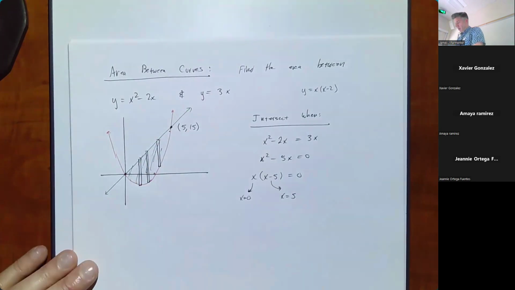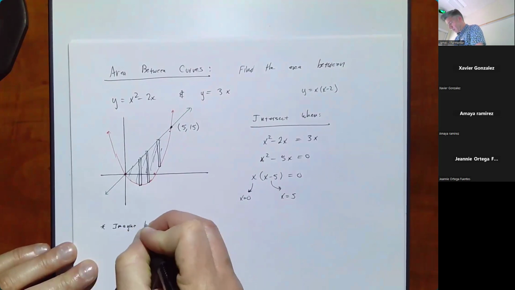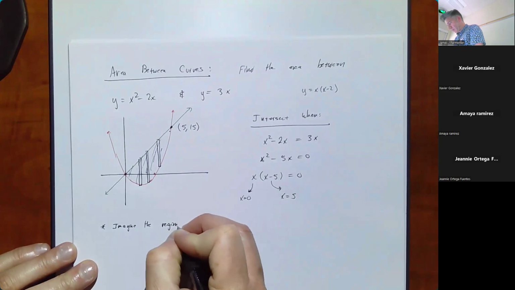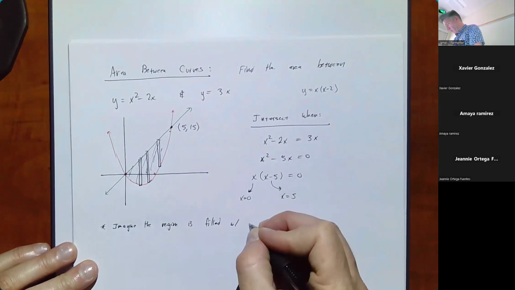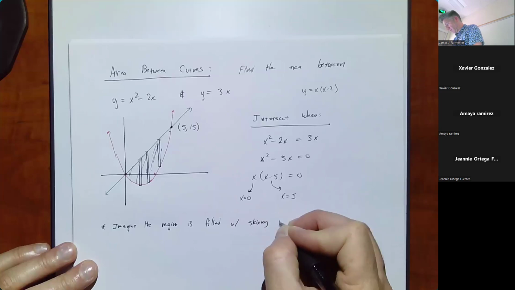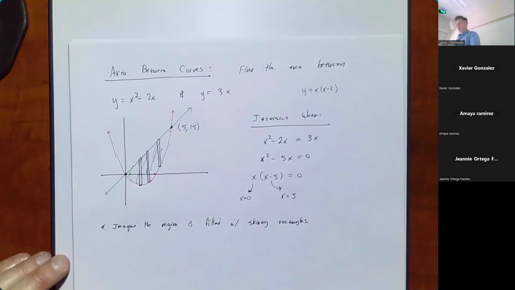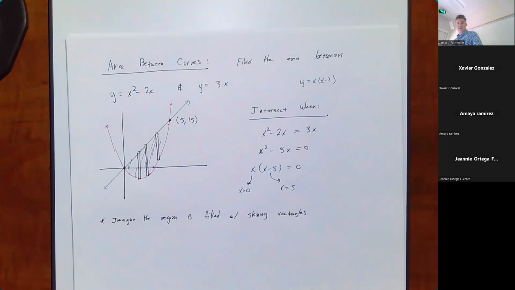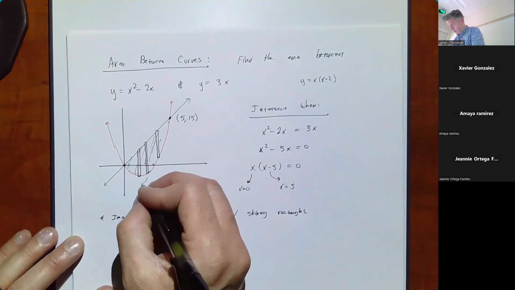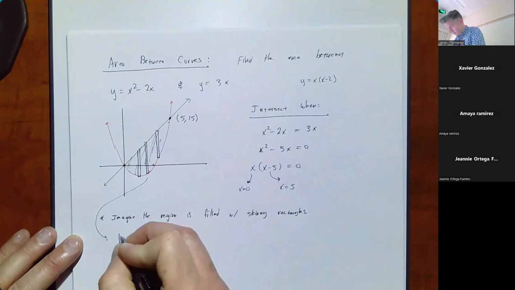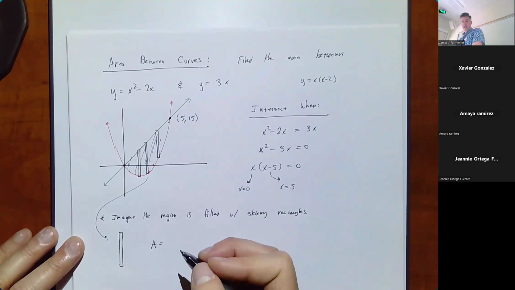And so I'm imagining the region is filled with very narrow or skinny rectangles. All right, let's find the area of one of those rectangles. Well, if I look at this rectangle here, let's say we've got this one right down here, the area of that rectangle is the base times the height.